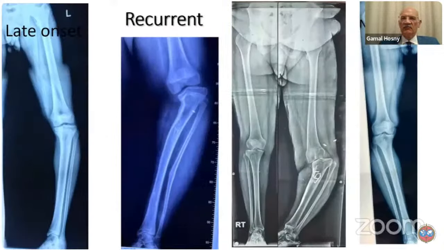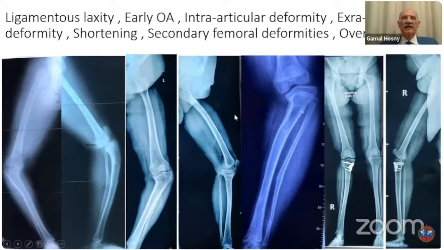So I don't know what you mean by Blount disease. Do you mean such a case, or this case, that case, or that case? What do you mean by Blount disease? Do you mean ligamentous laxity, intra-articular deformity, extra-articular deformity, secondary femoral deformities, physeal asymmetrical growth, shortening, overcorrection, or all of them together?